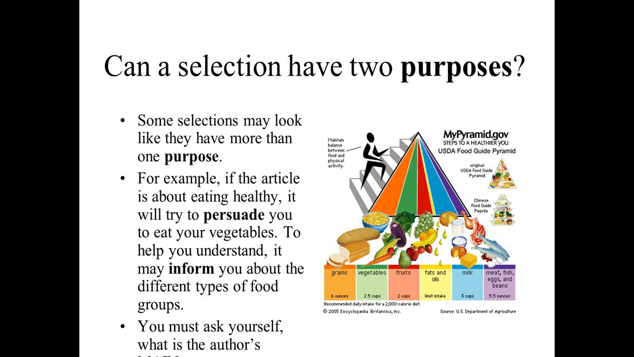Can a text have more than one purpose? Yes. When you read, you might think to yourself, I think this is informing me, but the author also seems to want me to do something. For example, an article about eating healthy. It might try to persuade you to eat healthy foods. And in order to persuade you, it might also include information. So it may also be informing you. What you have to do as a reader is you need to ask yourself, what is the author's main purpose? What is the biggest reason why the author wrote this?